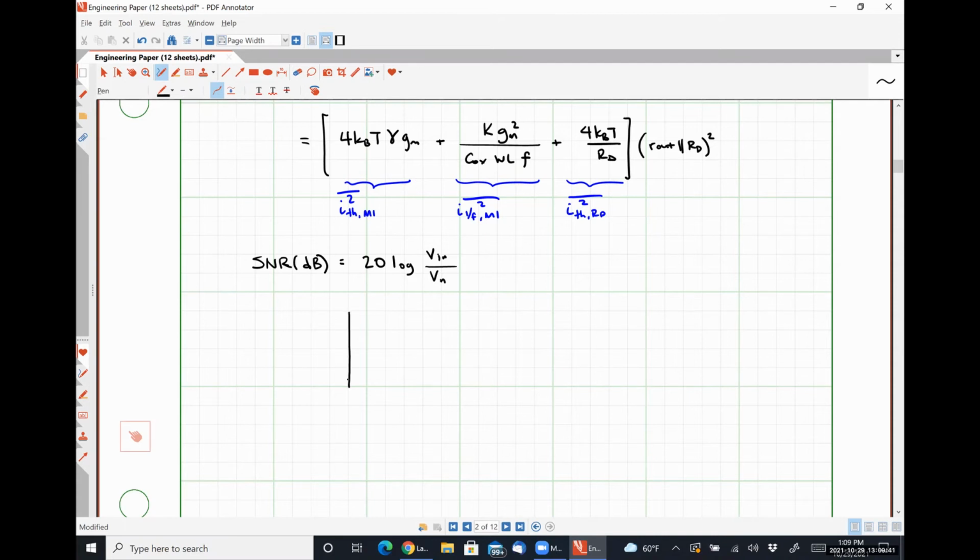So if we have a simple voltage amplifier circuit, and we can figure out what the output noise voltage is, we can refer that noise voltage to the input for all our comparisons, where Vn in is simply Vn out divided by the voltage gain squared.